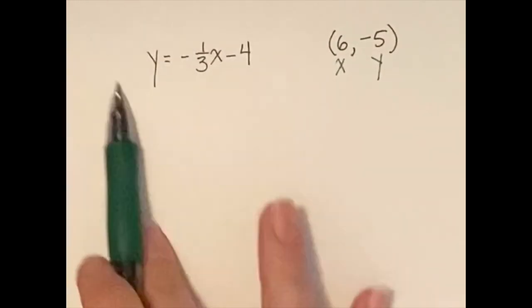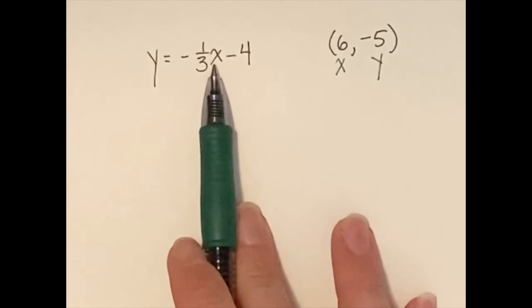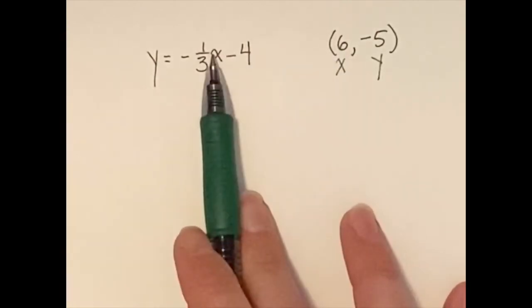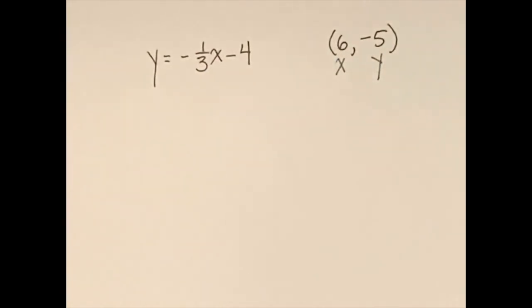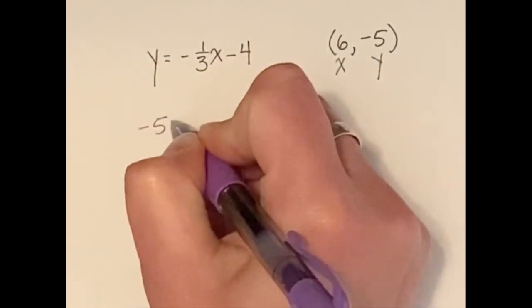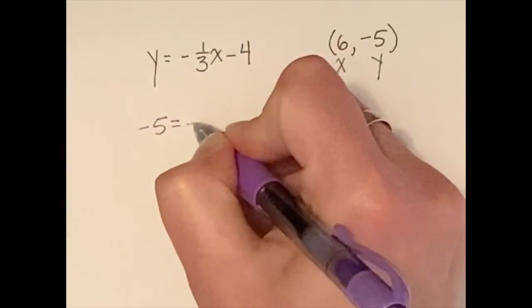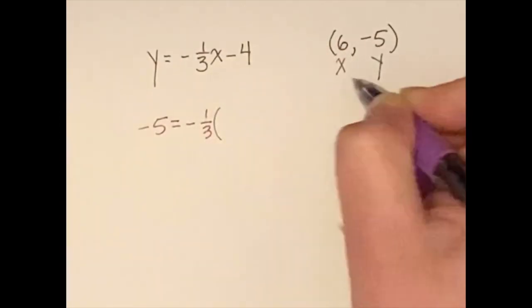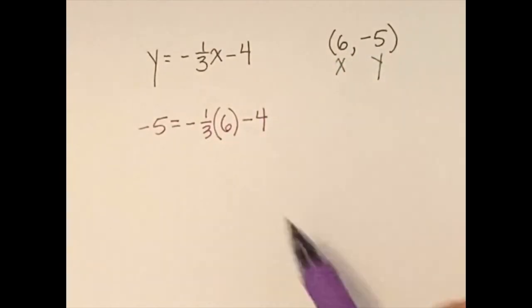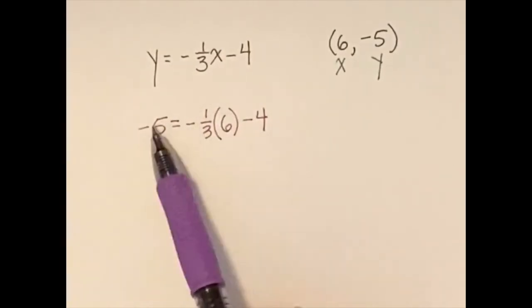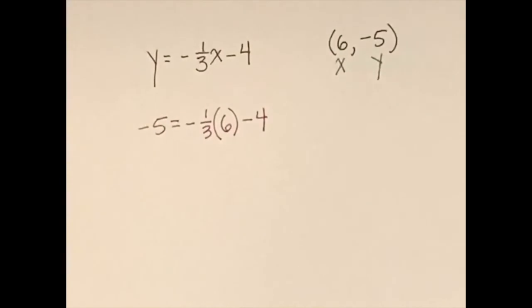So when we rewrite this equation, wherever we see an x, we're going to place the 6 instead of the x. And wherever we see the y, we're going to replace it with the -5. So for this equation, we are looking at -5, because that's our y, is equal to -1/3 times 6 minus 4. We don't lose the -1/3 and we don't lose the -4. We are just replacing our x and our y with the x and the y values here. And now we need to do some calculations.